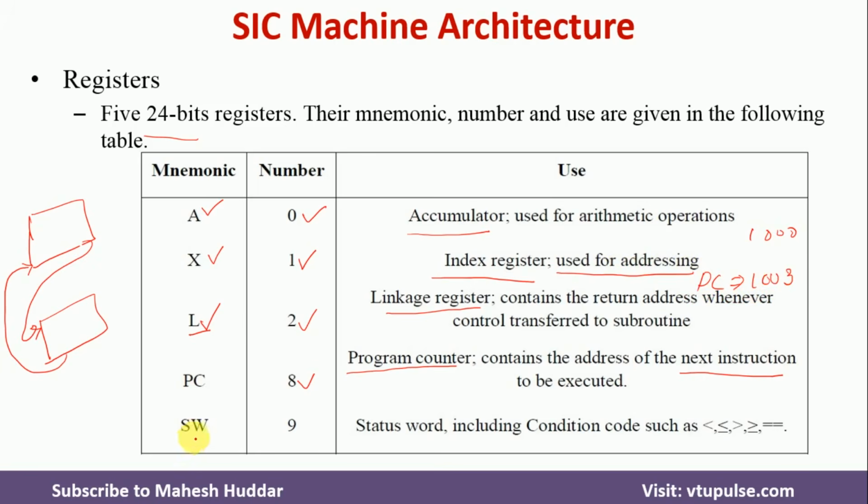The last register is SW. The number given to this one is 9. It is a status word. For example, it contains the status values like less than, greater than, or equal to. Whenever we do some comparison, we will get these return values. Using those return values, we can do different operations, like jumping to a different subroutine, or skipping some set of instructions and so on. So that is the use of the SW register.